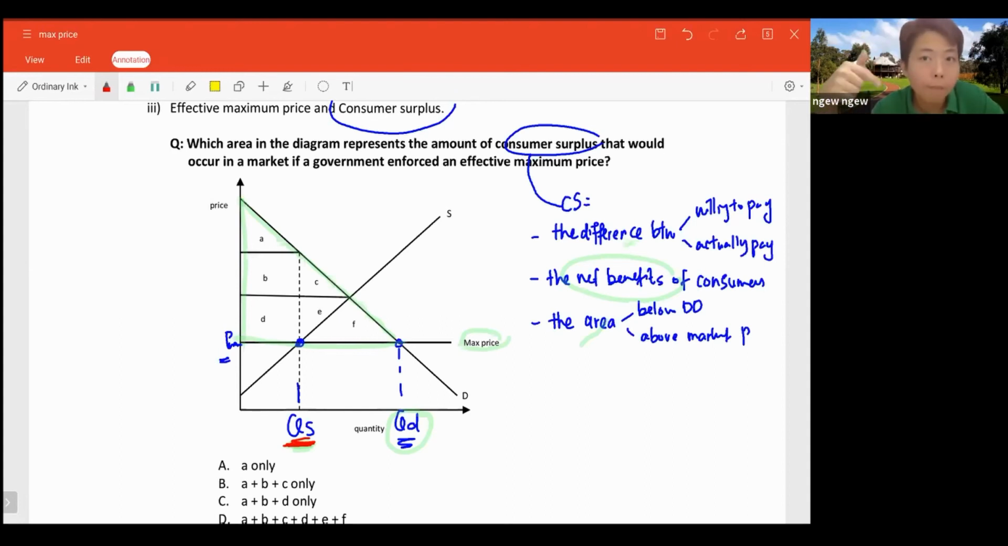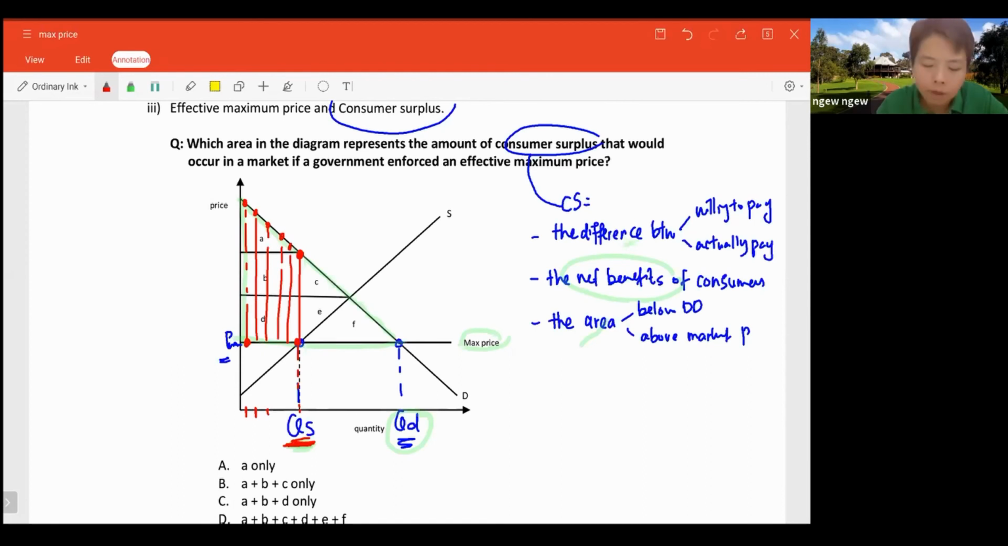And now we base on QS, we look at what they are willing to pay, what they are actually paying. The first consumer who managed to get the goods: what they are willing to pay, what they are actually paying after maximum price is set. Second consumer, what they are willing to pay, what they are actually paying. Third consumer, and so on.